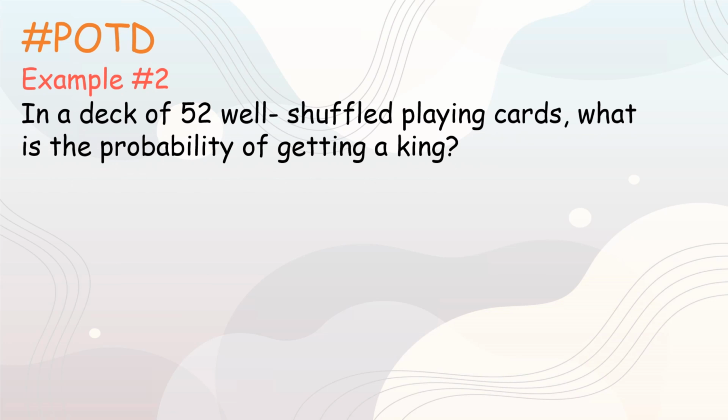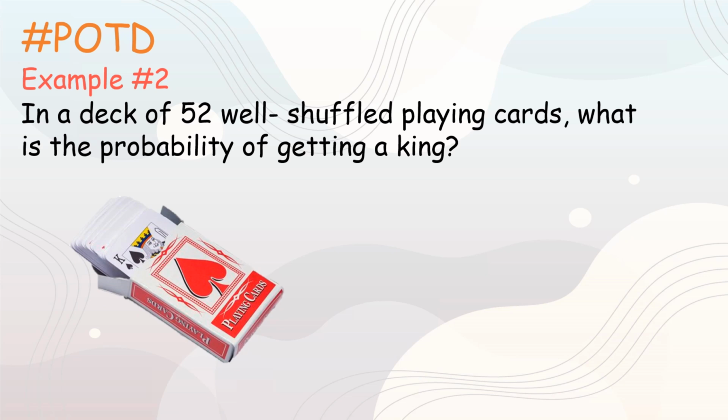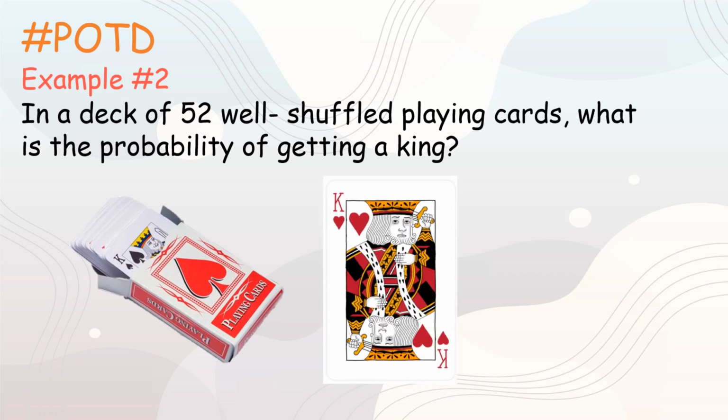Next, example number 2, we have hashtag POTD. In a deck of 52 well-shuffled playing cards, what is the probability of getting a king? So, meron tayong 52 well-shuffled playing cards, no? So, titingnan natin kung ano yung probability of getting a king. So, remember, 4 na king po sa buong sets po ng baraha. Ayan po. So, we have king.